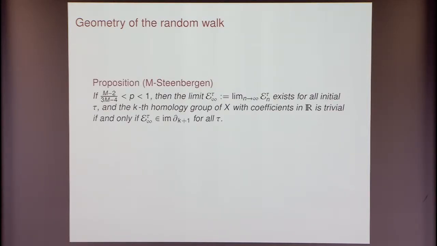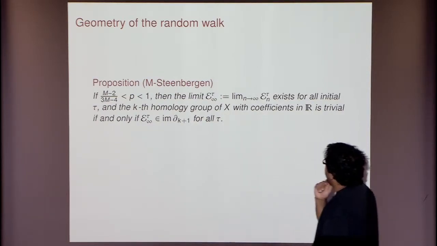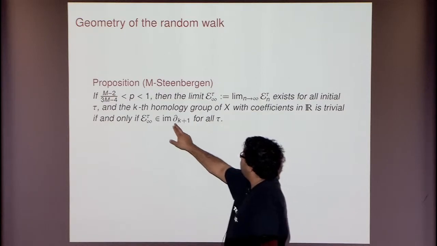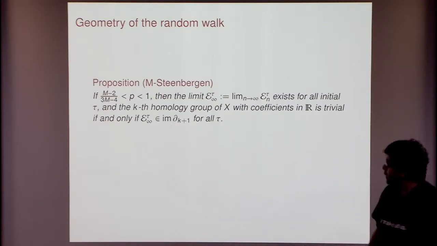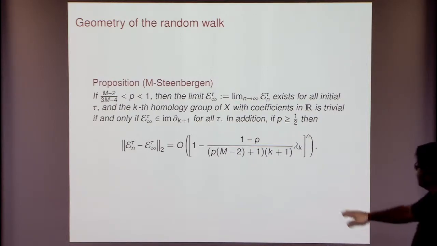And what you can show is if your walk is lazy enough, then this limit exists, assuming that you start at any face tau, and the kth homology group of X with coefficients in R is trivial if and only if this is in the image of the boundary for all tau. And we can also give you a rate of convergence.